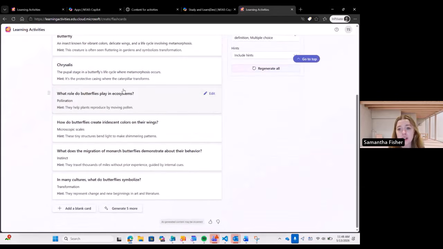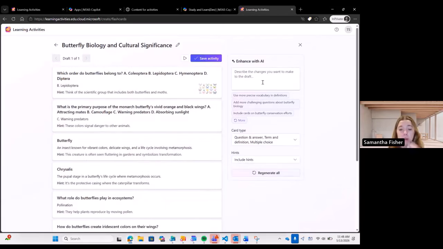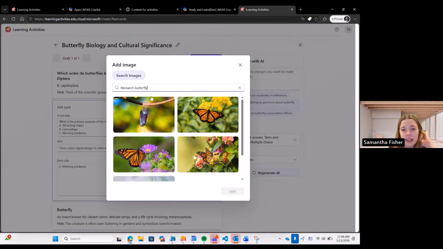A few more things I should call your attention to. You can generate 5 more. Let's say you pasted content, you felt like you didn't get enough cards, you can generate more. You can add blank cards. You can describe any changes you want made with AI. So you can do any of that you want to. Just for time's sake, I'm actually pretty happy with this set of flashcards. So I'm going to keep going.